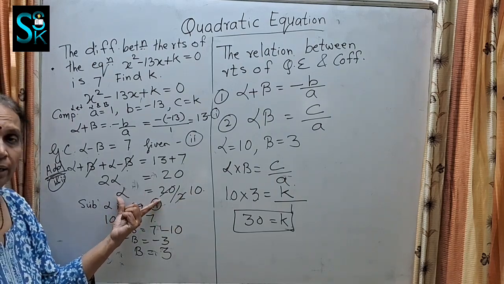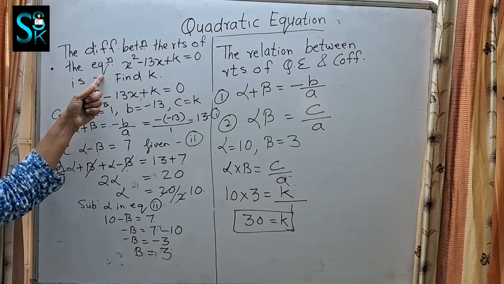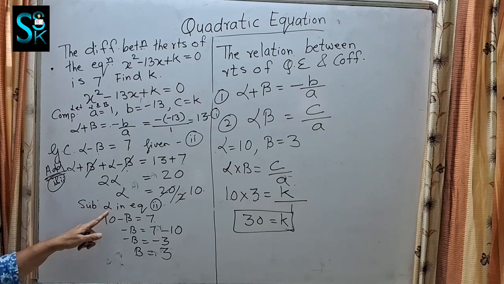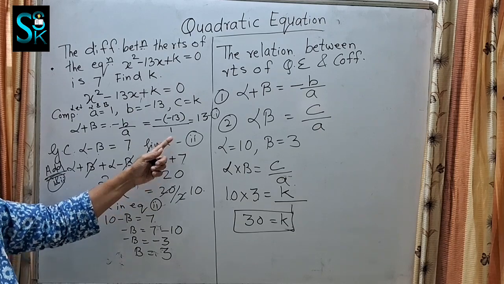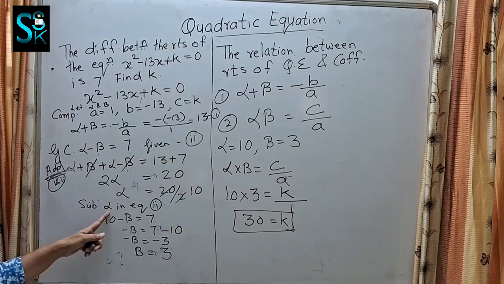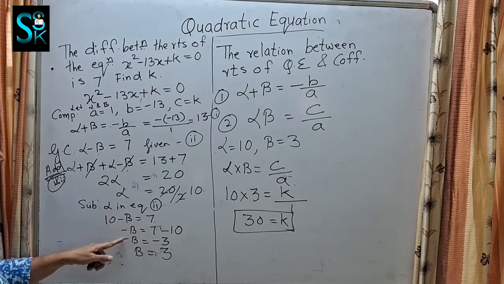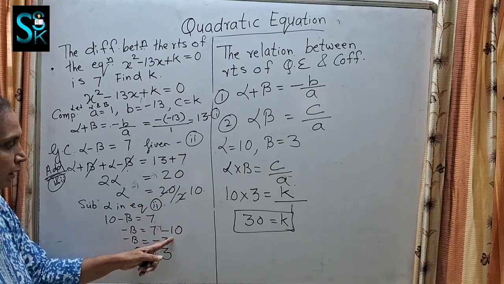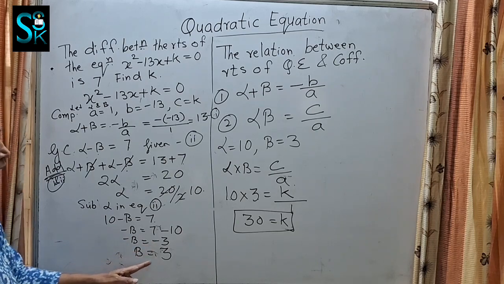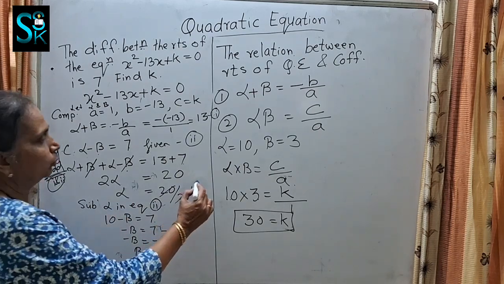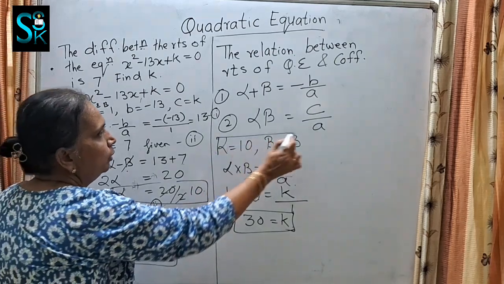So you got the value of alpha now. Now what you are going to do, because beta is not there yet, is find beta. We are substituting alpha in equation 2; anytime you can substitute in either equation. So that is 10 minus beta is equal to 7. Minus beta is equal to 7, this 10 comes here, it becomes minus 10. Minus with minus will get cancelled, beta is equal to 3. So you got the value of both alpha as well as beta.